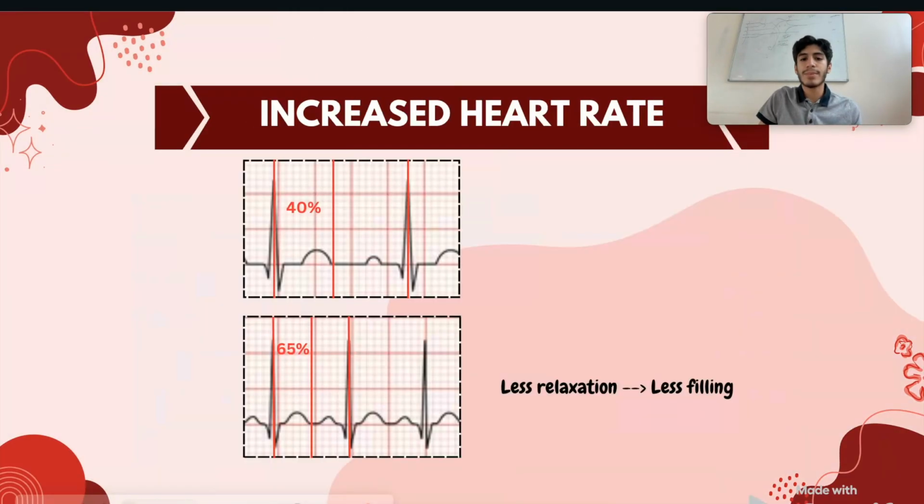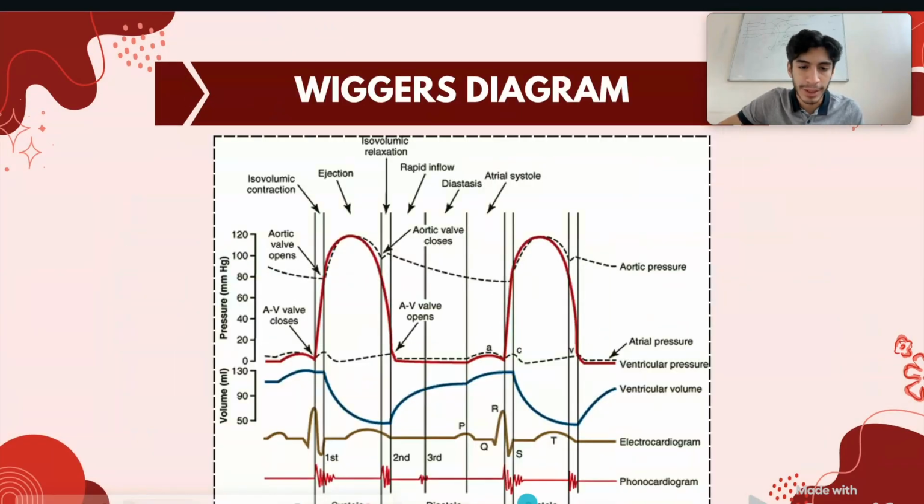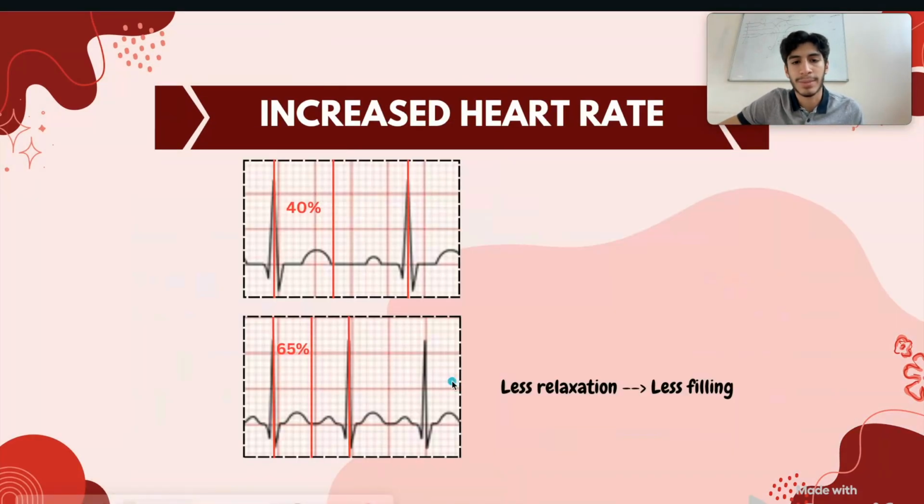Okay. Then we're going to talk about the end diastolic volume, end systolic volume, and stroke volume really quickly. The end diastolic volume is how much blood there is in the ventricle at the end of its relaxation, so basically right before it contracts. And if you look back over here, the end diastolic volume is this, right over here. This is when most of it is filled up. It's around 120 milliliters of blood, right?